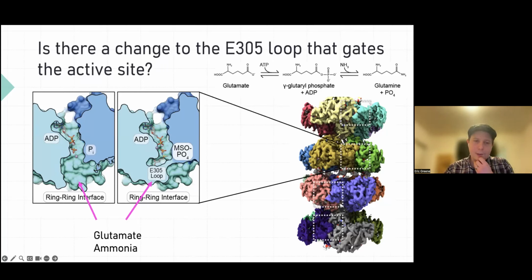So there are two crystal structures of human GS, one of them in just an ADP condition where an active site loop is disordered and not modeled, and then one with a transition state inhibitor included, where this E305 loop is very well ordered and closes over that glutamate and ammonia binding pocket to really help facilitate catalysis. And this pocket here also helps regulate ammonia entry.